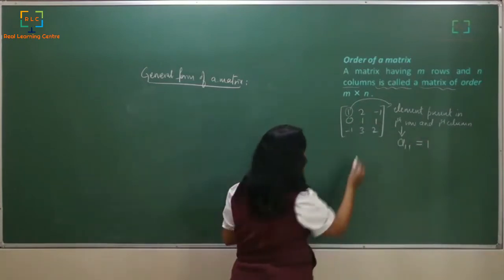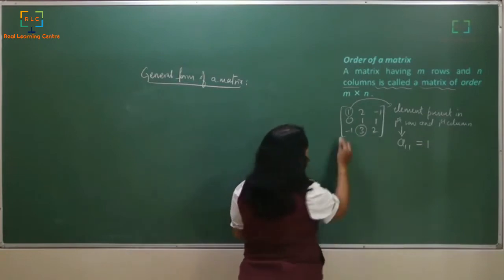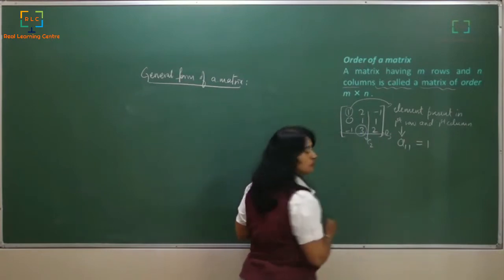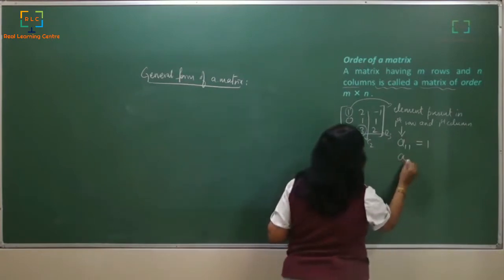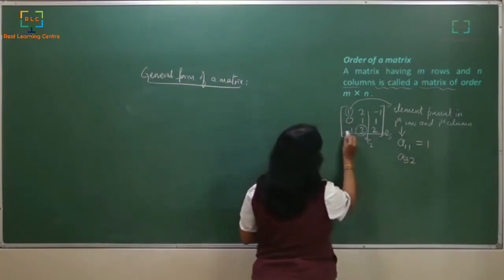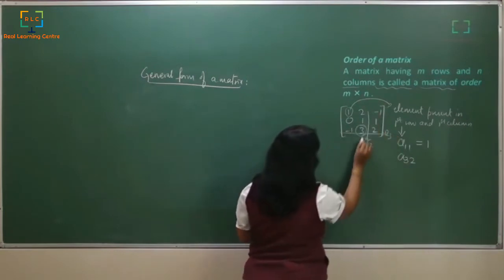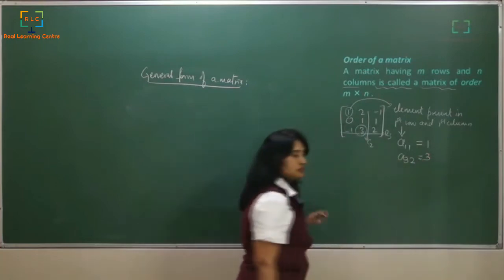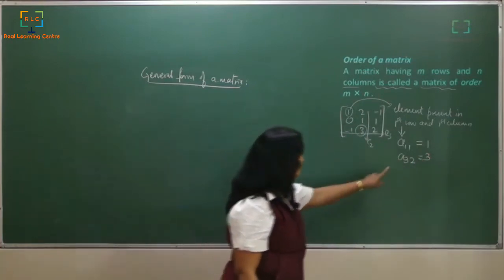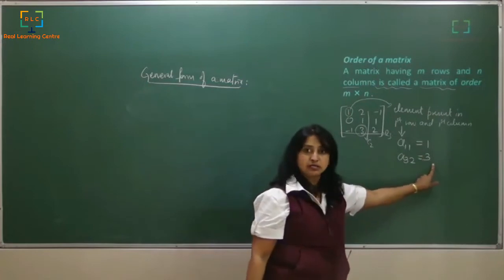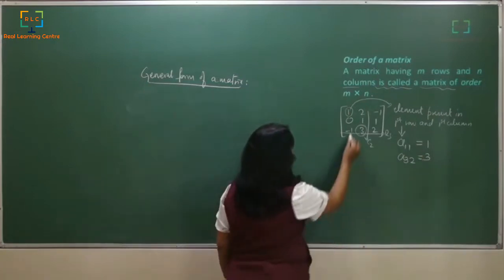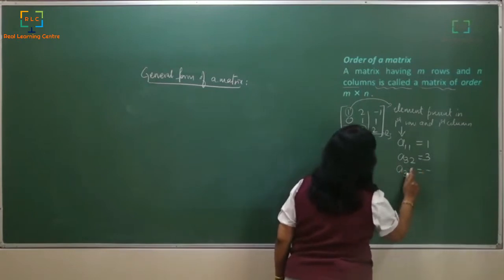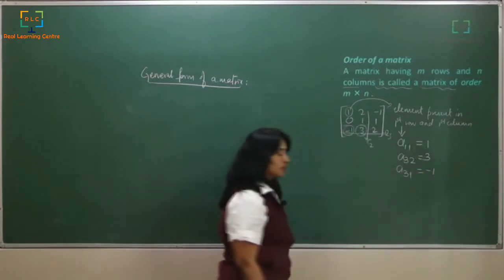Then what is this here? Where is this? This is in row number 3 and column number 2. So I write A32. This is A3, third row, second column. So A32 is equal to 3. So the element present in the third row, second column is 3. Then where is your minus 1? Minus 1 is in the third row, first column, which is A31, and that's equal to minus 1.